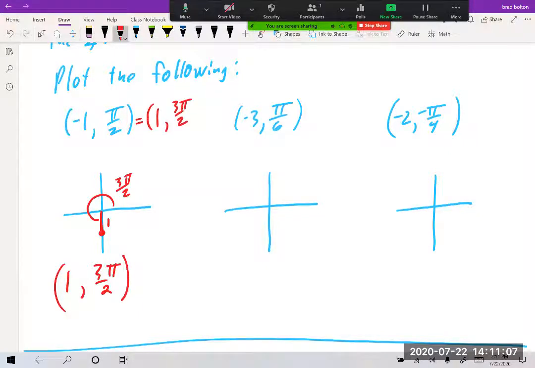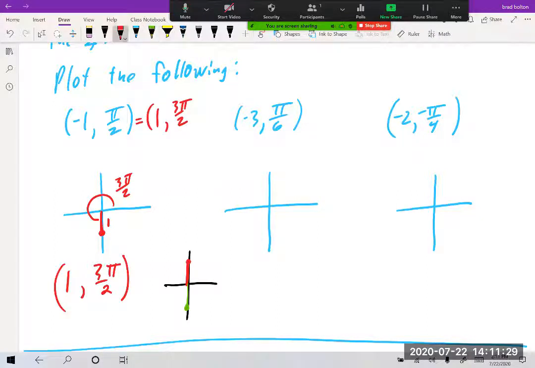So what a negative radius does is, if you want to think of it another way, what I could have done instead is I could have plotted 1 pi halves. So what I could do is I could just plot 1, right? So here's 1 pi halves. And then I realized that the negative radius would make it reflect. So then I would end up plotting it down here instead. Okay, so that's another way you can think about it.